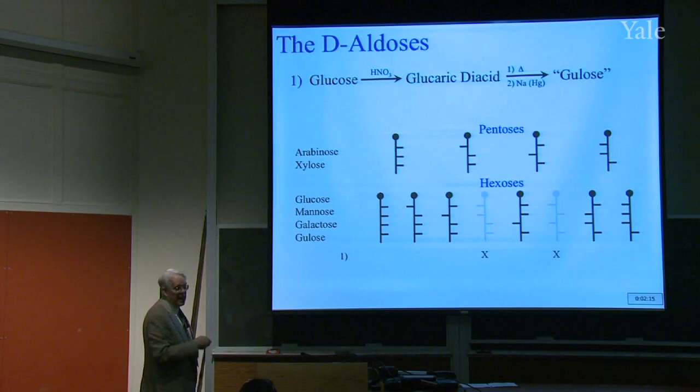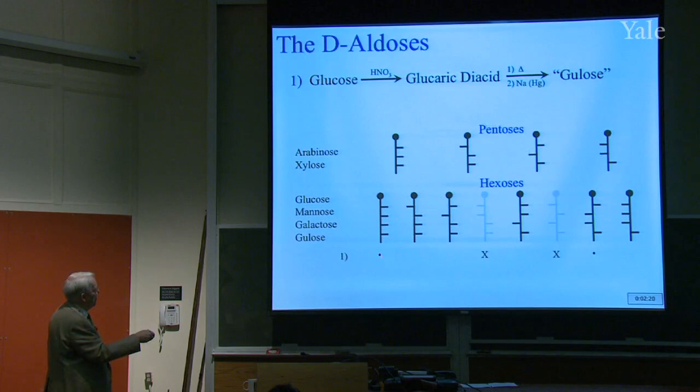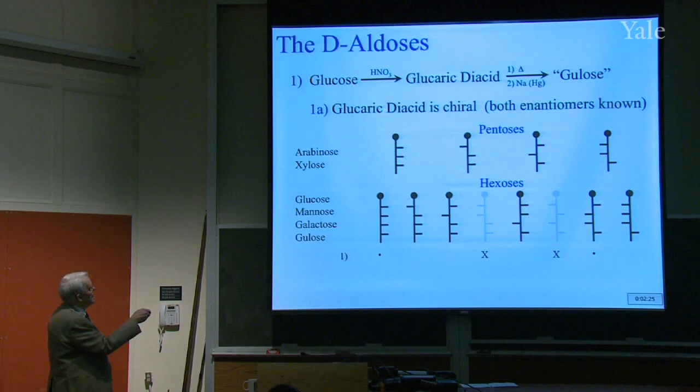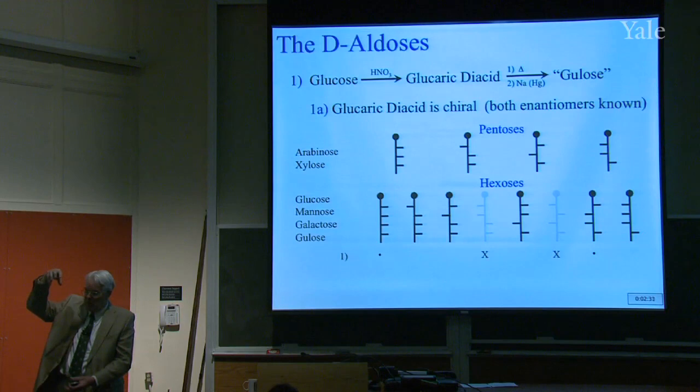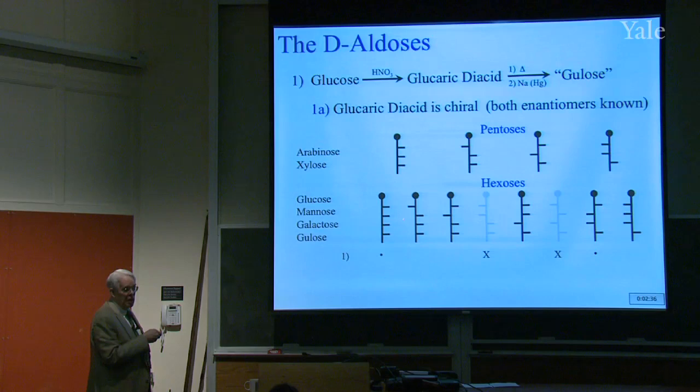Now item 1A, and we're not so confident about that because it changes the handedness only. But the diacid is chiral. Both enantiomers are known when the two ends are the same. So with this one, if the two ends were the same, would it be chiral?